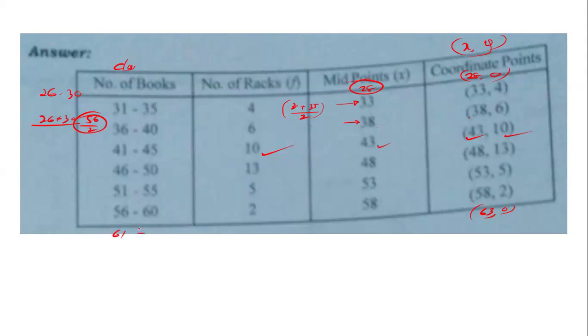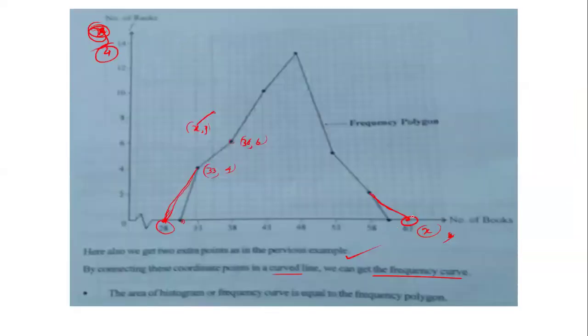Okay, sir. The other point, right? 61 to the next one, how much? 61 to 65 now. The summation of both, how much? 126 divided by 2, it should be 63. This is the way to find 28 and also 63. Can you understand? Yes, sir. Right. Okay.